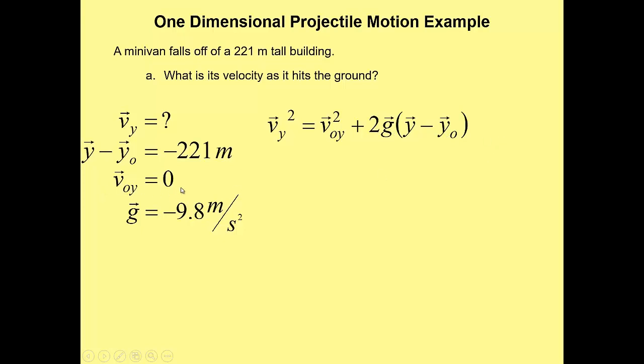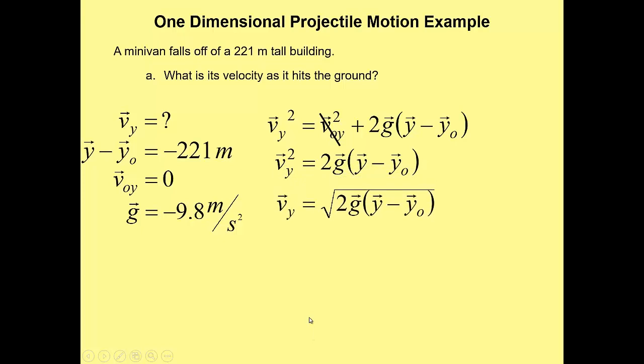Well, the initial vertical velocity is 0, so the initial vertical velocity squared is 0, so that drops out. And I don't want to know the final vertical velocity squared, I want to know the final vertical velocity. So we have to take the square root of both sides. But here's a little problem. What's the square root of 9? Hopefully you said positive 3 or negative 3. When you take the square root, you technically get the positive or negative root.